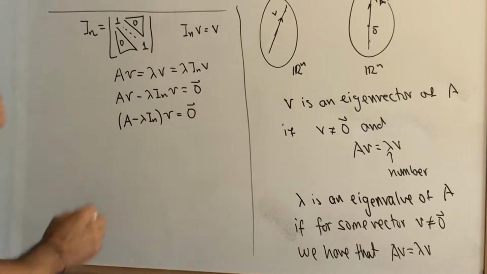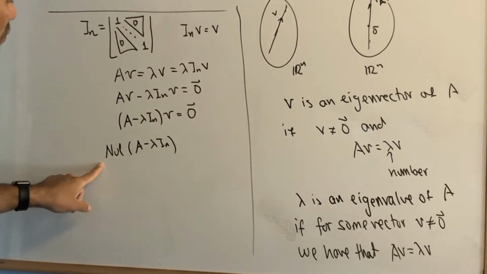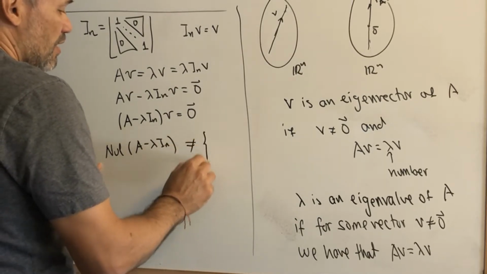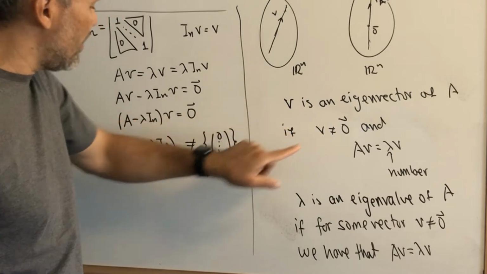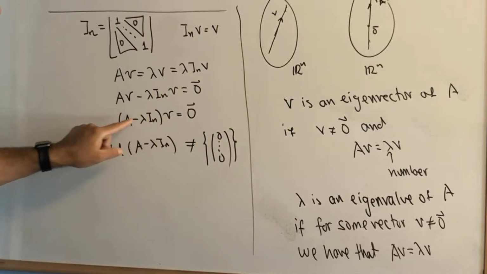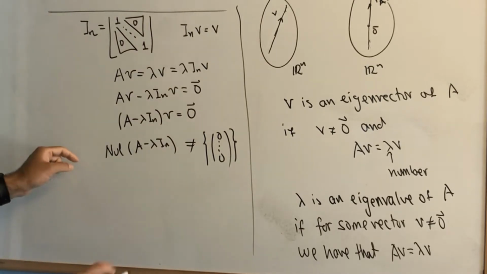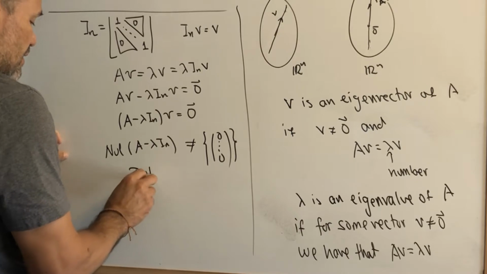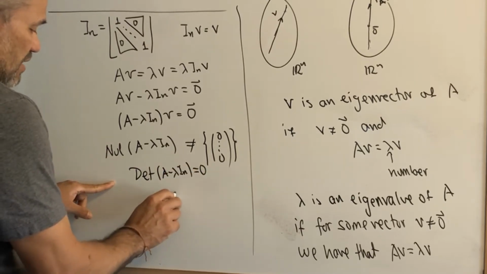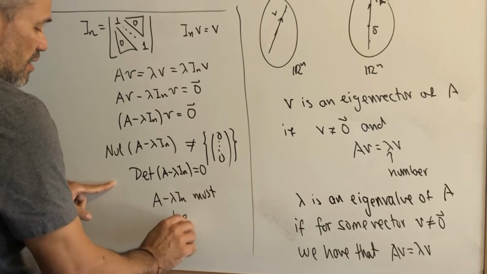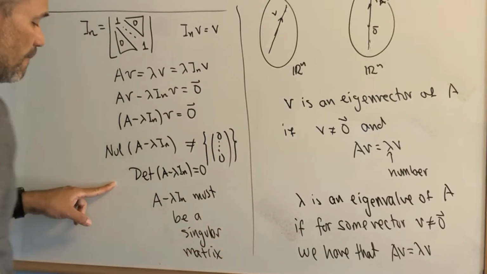But this means that the null space of the matrix A minus lambda In is different from the 0 vector, because we have this vector v, which is a non-zero vector and is part of the null space. Remember that to be part of the null space of a matrix means that when you multiply that matrix by the vector, you get the 0 vector. And we have seen that this is equivalent to having that the determinant of A minus lambda I should be 0. That means that A minus lambda In must be a singular matrix.